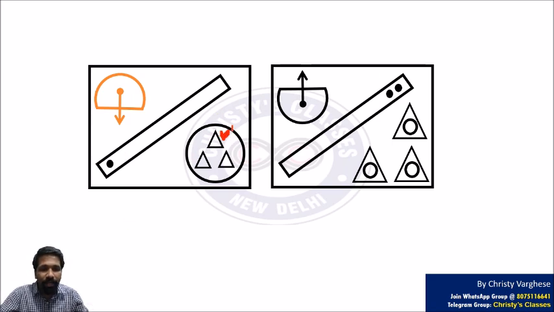The same idea here. Triangle inside. In the second picture, triangle outside, circle inside. The circle which was outside is coming inside all the three triangles. So we understood all the properties, then apply the same on the third and fourth picture also. So this is what I explained.